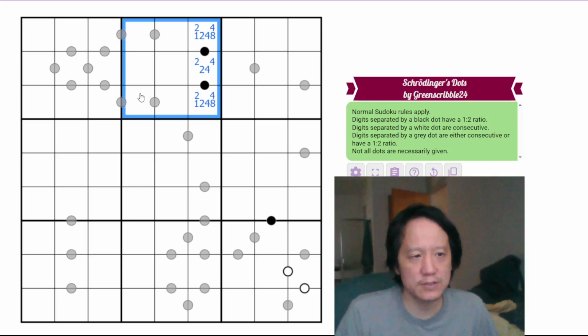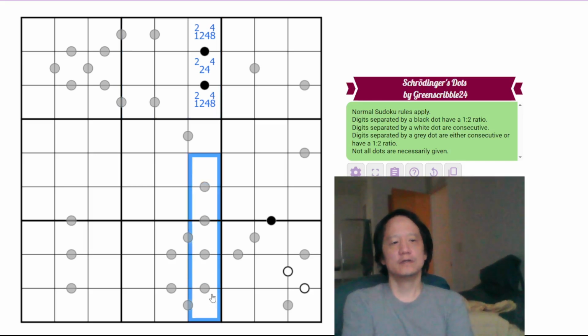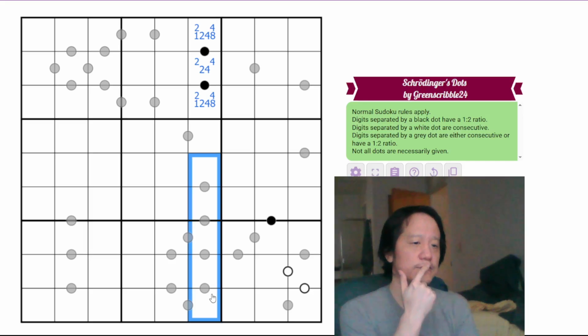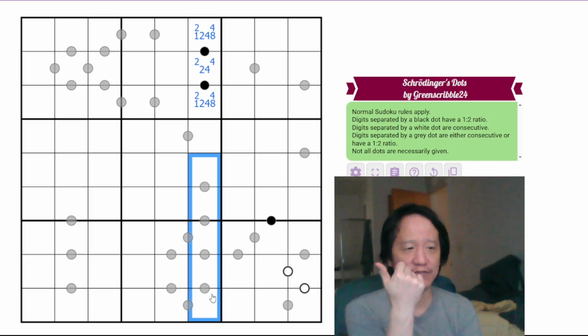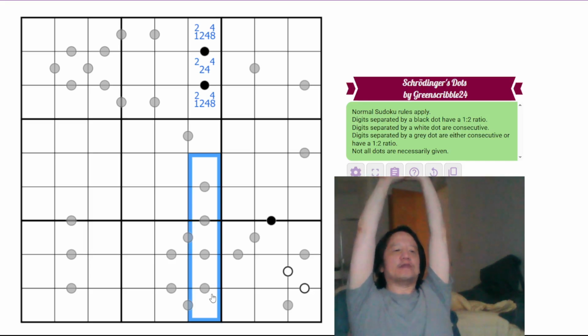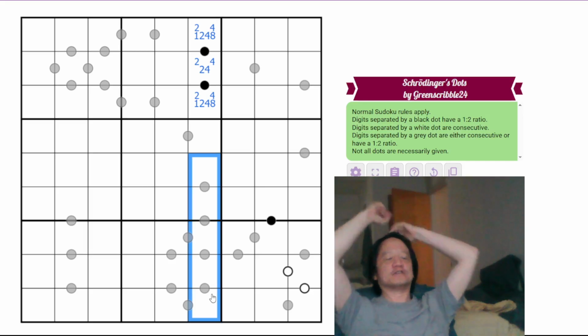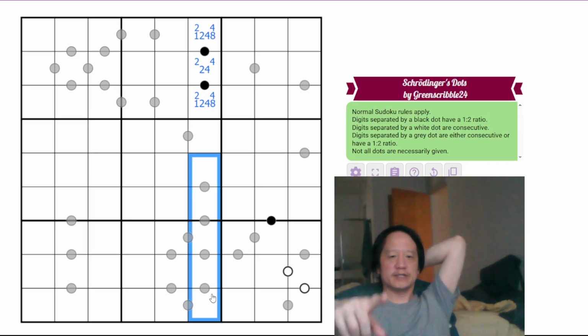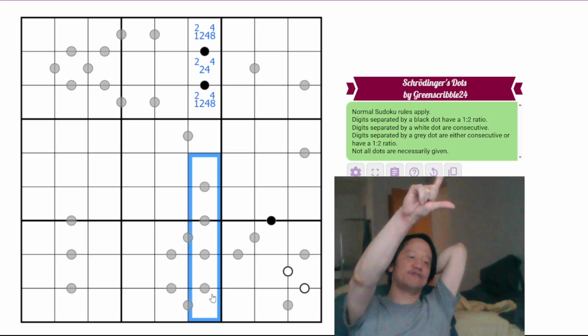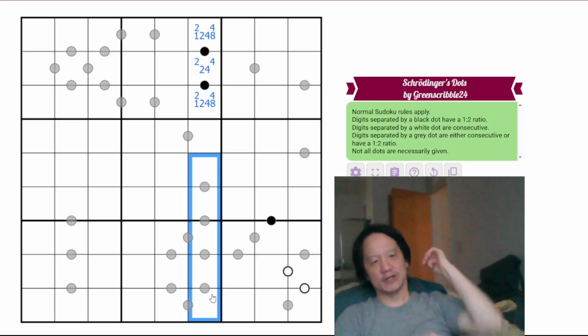Well, what does that mean? These are all gray dots. So they're either consecutive or they're in a 1 to 2 ratio. If it's a 1 to 2 ratio, you can't have 2 or 4 with it, so it would have to be 3 and 6. Can they all be consecutive? And the answer to that is no. To form all consecutive, it would have to be 5, 6, 7, 8, 9, because you cannot have 2 and 4. Actually, it could be consecutive then.